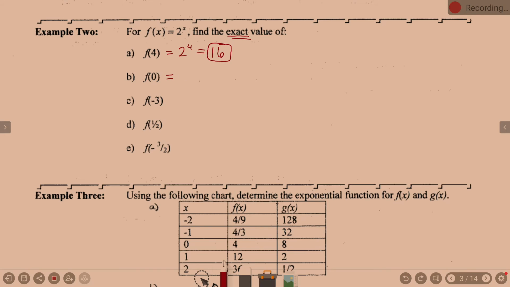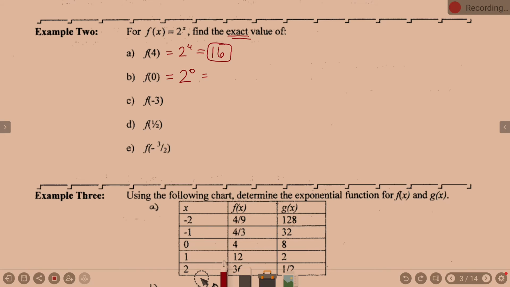Is there a bug on? I have no idea. 2 to the 0... Oh my goodness, sorry, I don't know. Watch what I write next time it does that, because I'm not writing whatever it's doing.